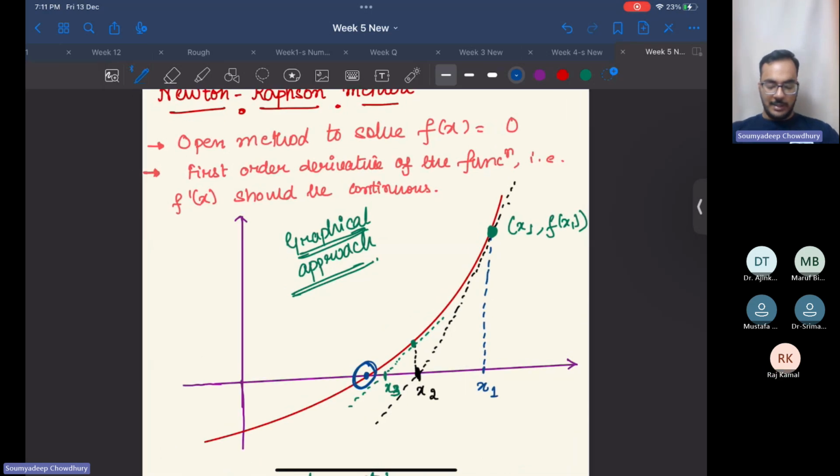So first let us understand the graphical approach behind this. This red curve in this graph shows the function, that is f of x equals 0, which you are solving. So this is my f of x, and as I told you, you'll be given the initial solution.